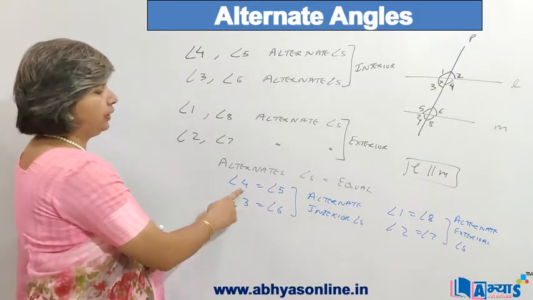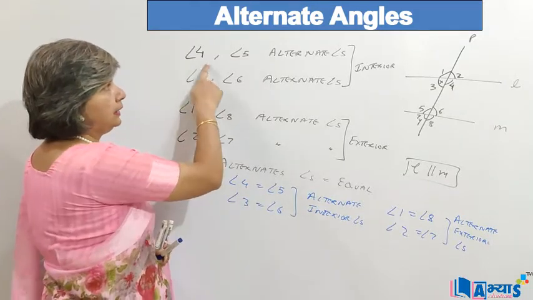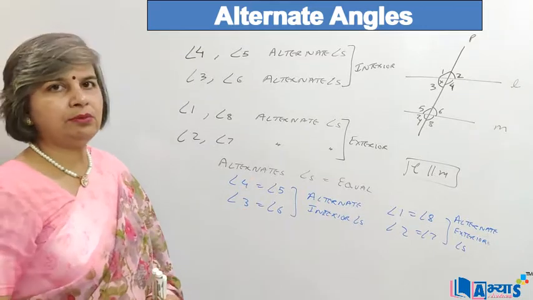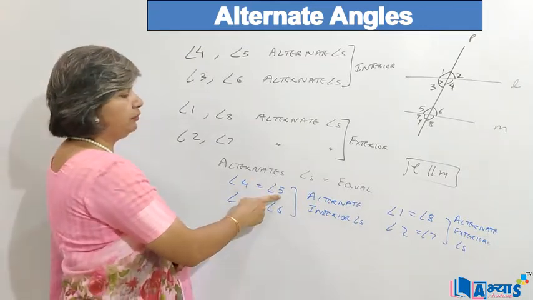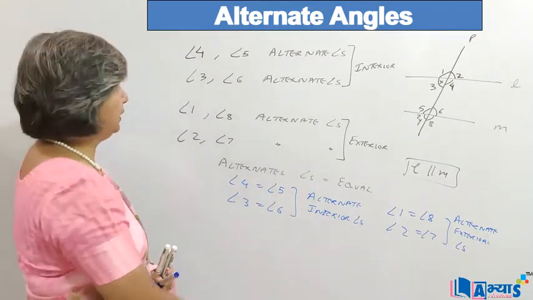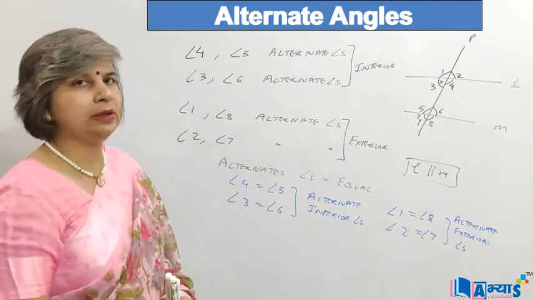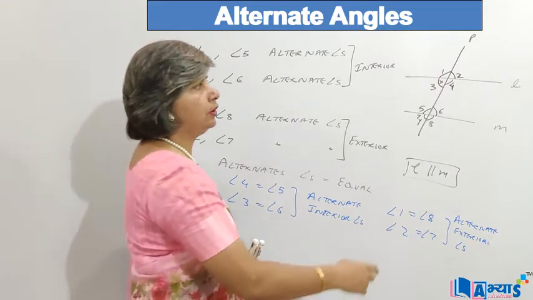That means 4 and 5 are alternate interior angles. It is a pair of alternate interior angles. When L is parallel to M, they will be equal: angle 4 will be equal to angle 5. Similarly, angle 3 will be equal to angle 6. They are alternate interior because they are alternate.